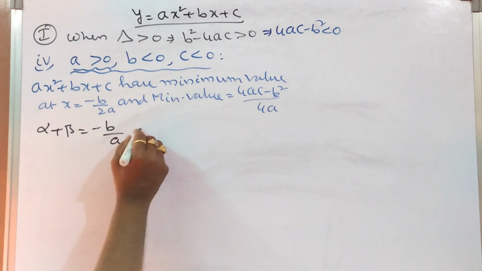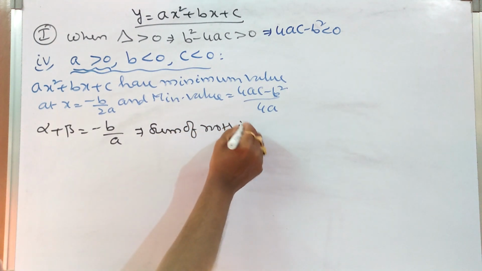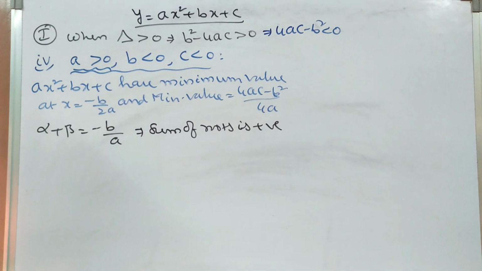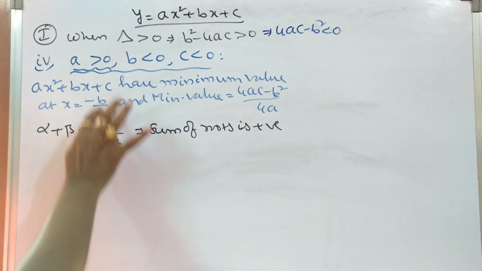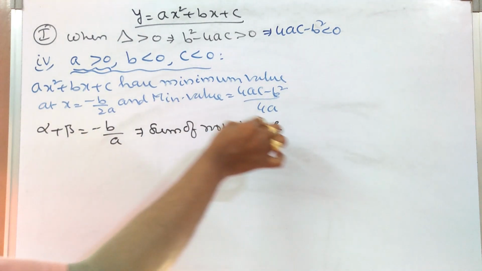That means sum of the roots is positive. I hope all of you understood. B is negative and a is positive. Negative by positive, negative, negative into negative, positive.